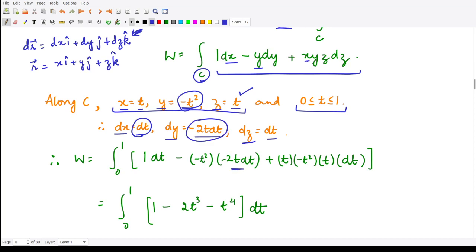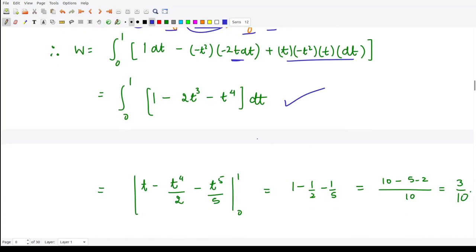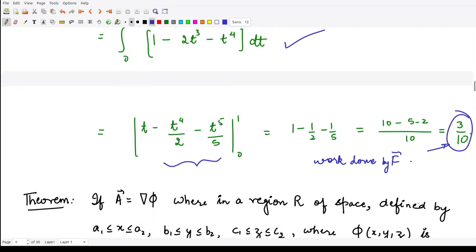Then instead of x, y, z, dz we are again substituting all these values, and we are simplifying the terms, and now we just have to perform this integration. So when you perform this integration and calculate the limits, the answer is 3 by 10. So this is the amount of work done by the given force vector F, right, by the force vector F. So this is what we were required to calculate here.